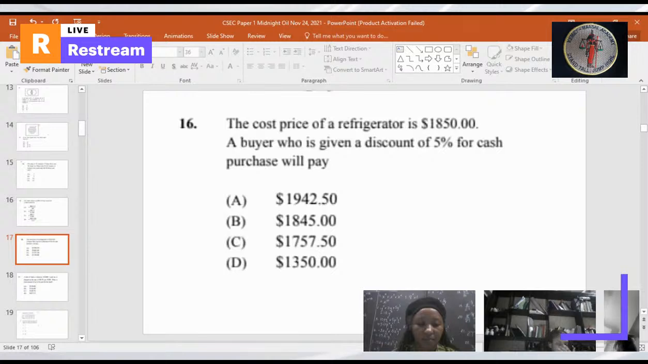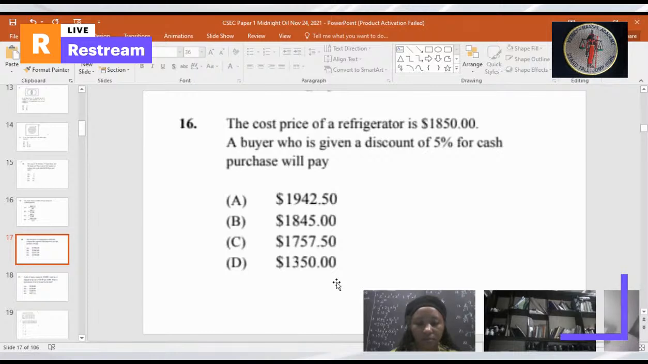Jershawn, number 16. The cost price of a refrigerator is $1,850. The buyer who is given a discount of 5% for cash purchase will pay... Can you speak up a little and read that question again a little louder? You're kind of whispering. The cost price of a refrigerator is $1,850. A buyer who is given a discount of 5% for cash purchase will pay.